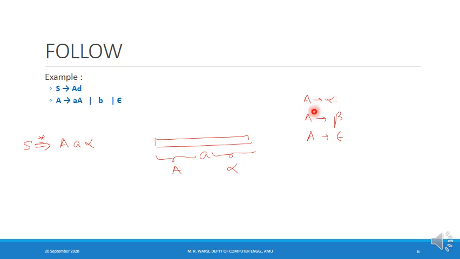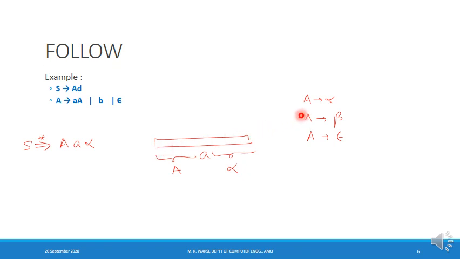So that means if the next input symbol is the symbol which is there in the first of alpha, I'll use the first production in order to expand the capital A. Similarly, for this component to be derivable from beta, this component should begin with the symbol which is there in the first of beta. So that means I look at the next input symbol. If it is in first of beta, then in that case I'll use the second production for expanding the capital A.